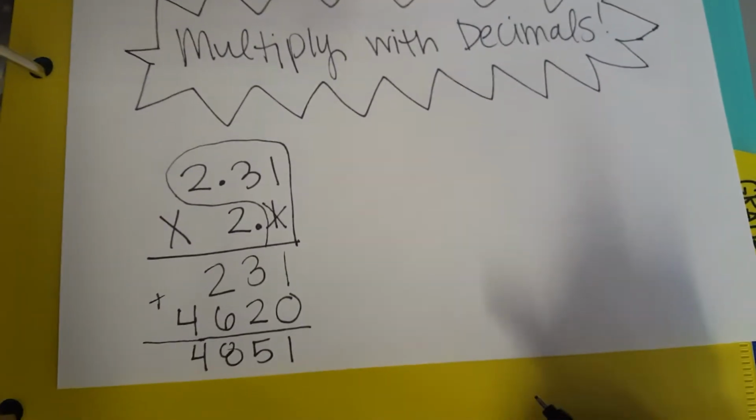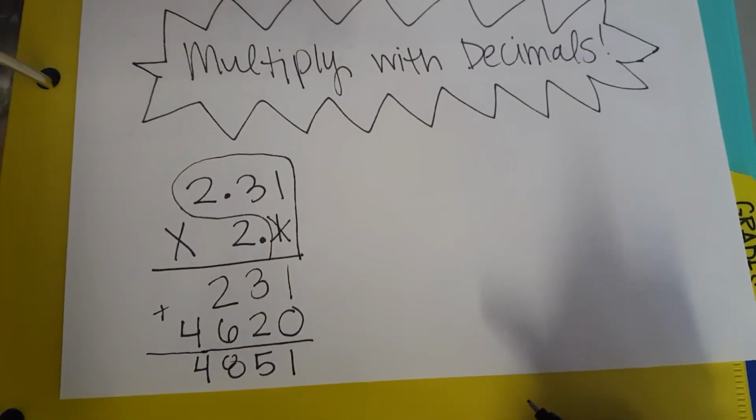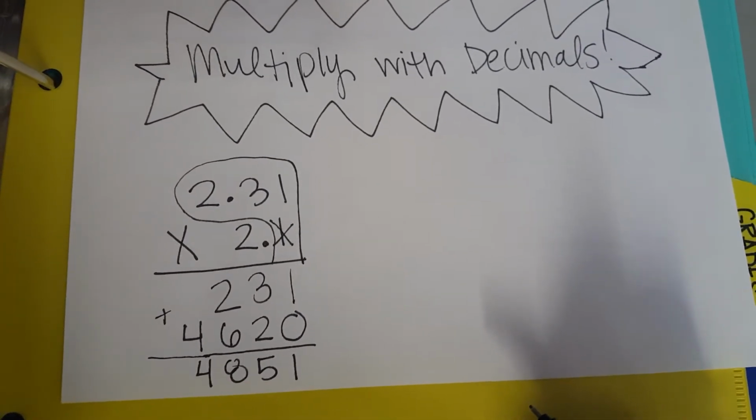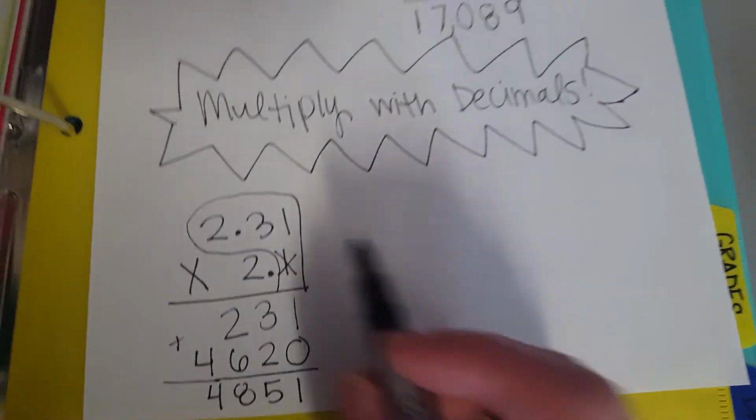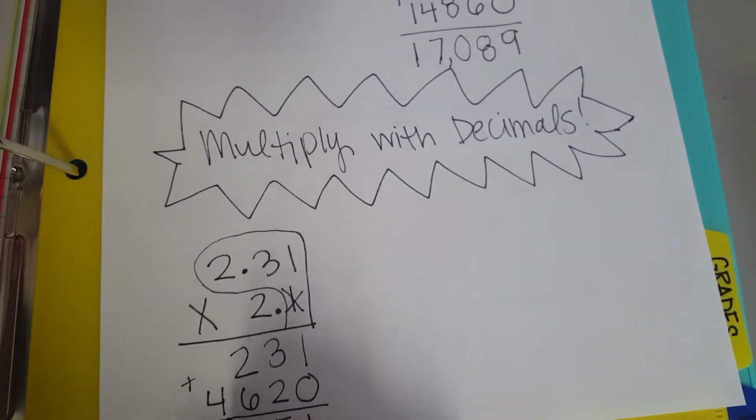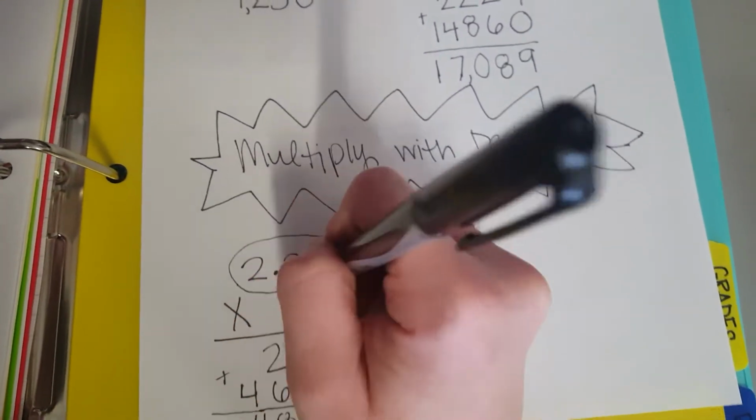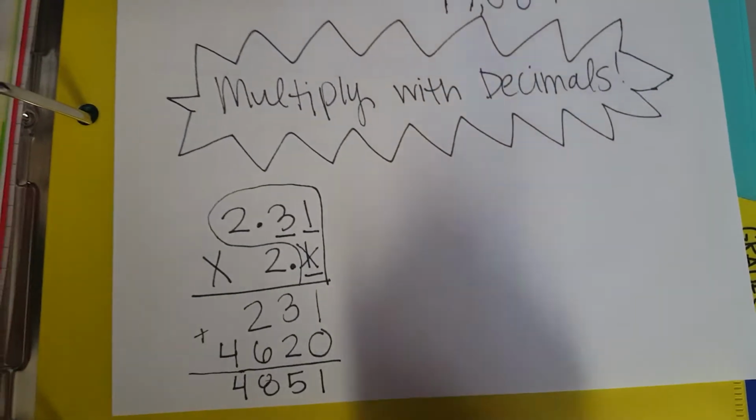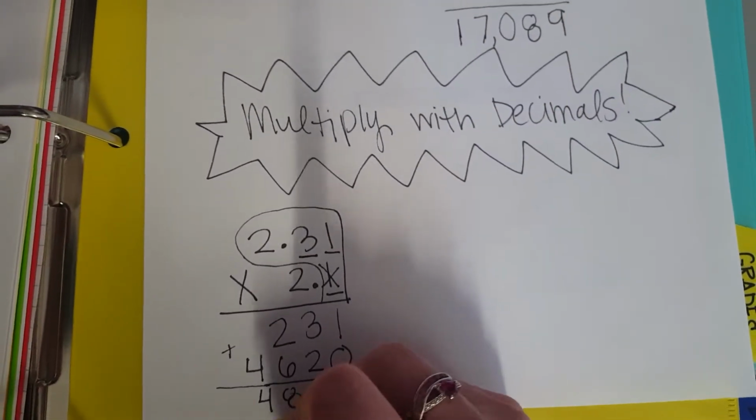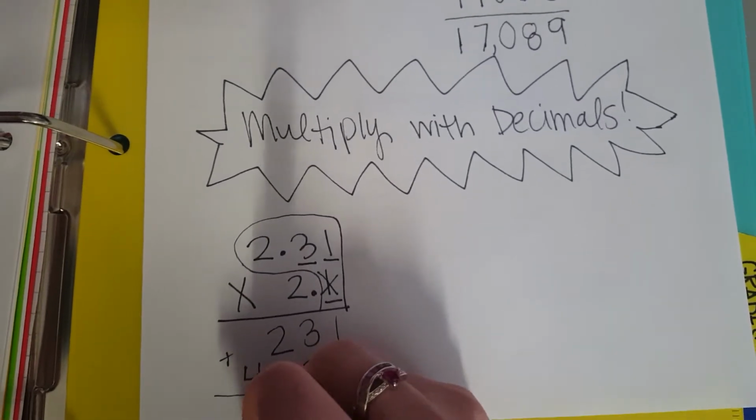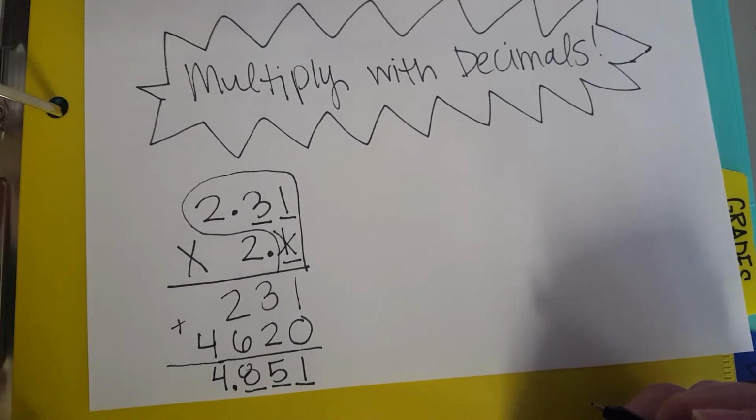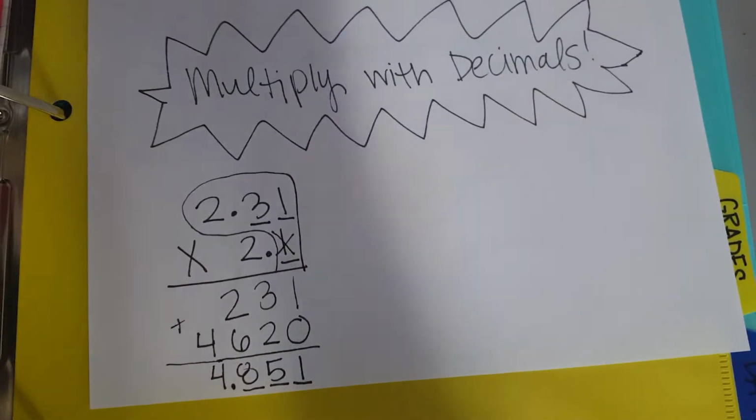So now I've got to figure out what I'm going to do with those decimals. You want to look at how many decimal places there are in the problem. So I'm going to look at these numbers after the decimal in my problem. I have 1, 2, 3 digits after the decimal. So in my answer, I want to have 1, 2, 3 digits. So my answer is 4 and 851 thousandths.